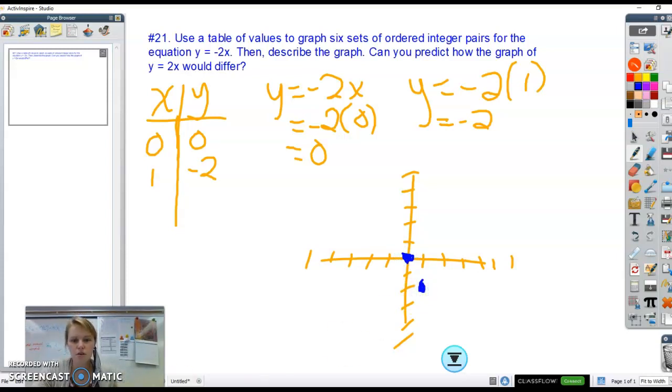So they're saying plug the rest of those in, and then describe the graph. Does it form a line? Does it form a, I don't know, circle, a triangle? Is it a curved line? Does it slope up or down? So describe it the best you can.